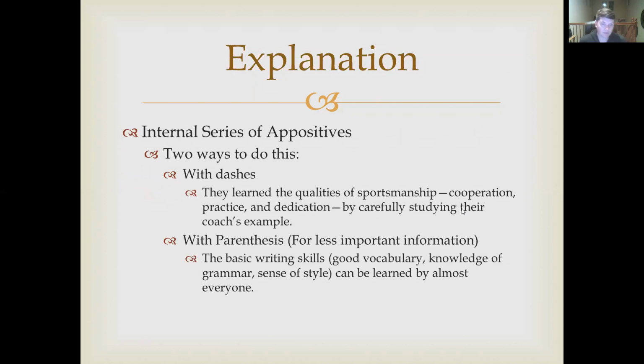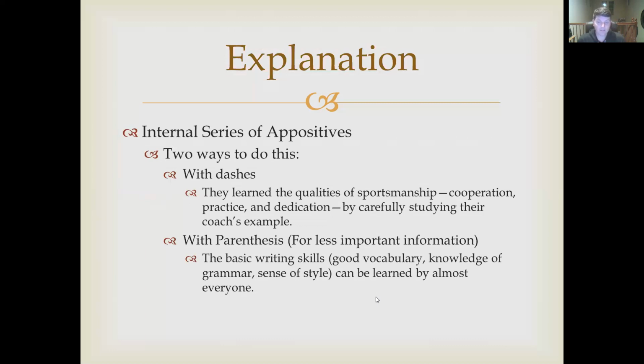So if we take a look at the first example, they learn the qualities of sportsmanship. Notice the dash there. Now we have our internal series of appositives: cooperation, practice, and dedication. So those appositives are renaming the qualities, right? They're being very specific. And notice the dash, so the appositive's over. Right? So we've interrupted the sentence, and now the sentence finishes by carefully studying their coach's example.